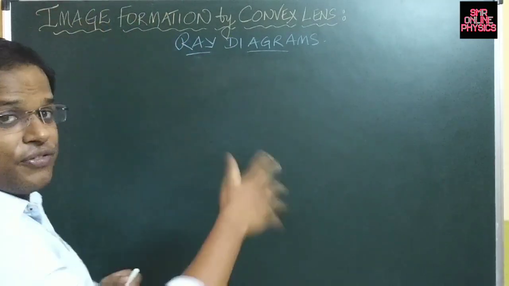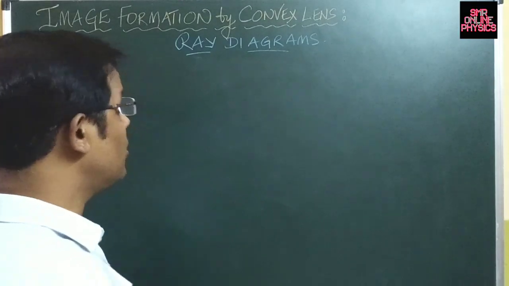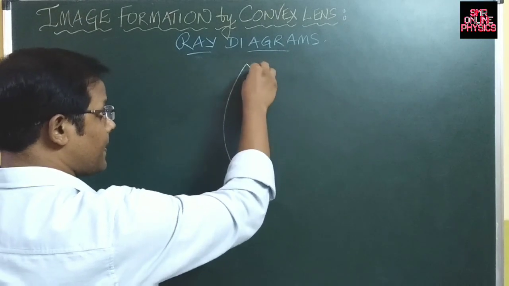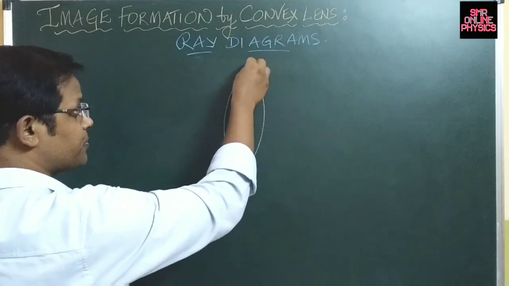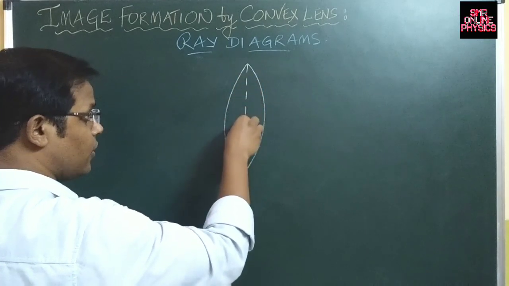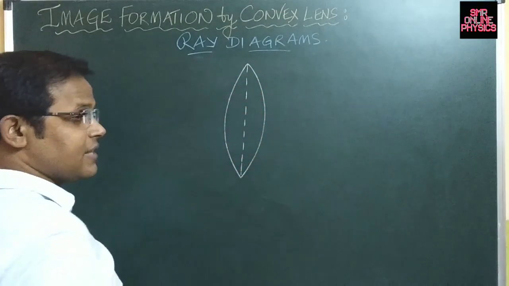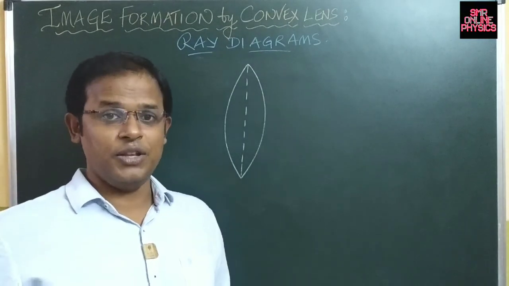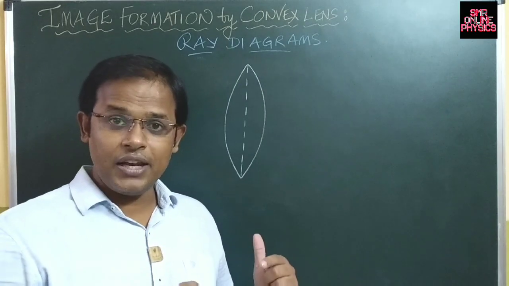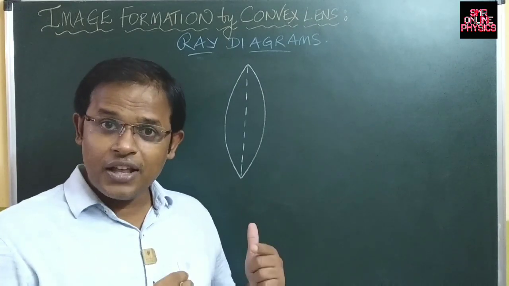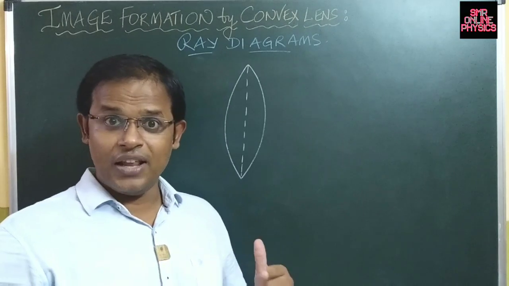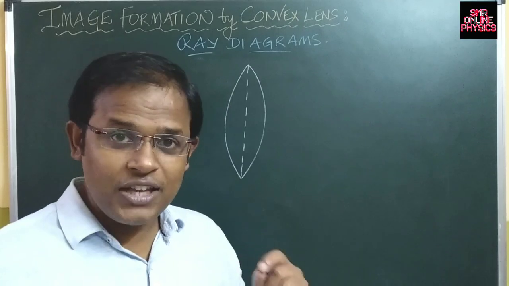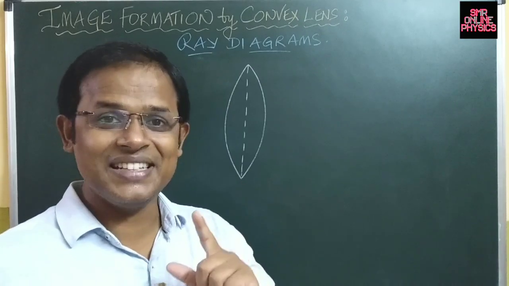So let me first of all finish up how really to draw convex lens diagrams. For concave mirrors, we have to study six positions. Those six positions are equally valid for convex lenses. So it means that a convex lens can form real images as well as virtual images. It can form real and same sized images, real and diminished images, real and magnified images. But when it comes to virtual images, it can only form a virtual and magnified image.